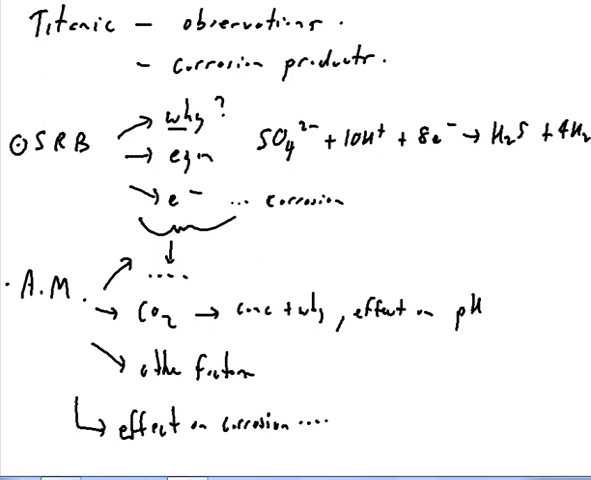You need to talk about where they get the electrons from that are required for the sulfate reduction, and how does that lead to enhanced corrosion in the deep ocean. Then you've got to talk about something called acidic microenvironments. In the deep ocean there can be quite acidic microenvironments. You need to talk about why these form and how these affect corrosion.